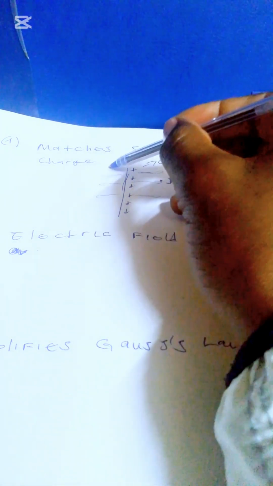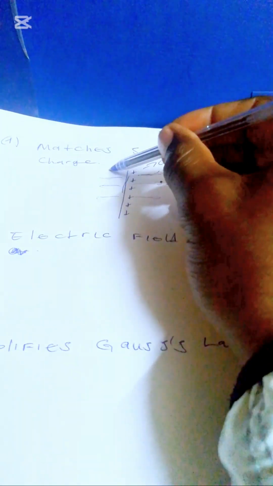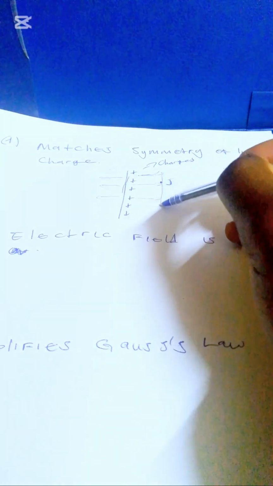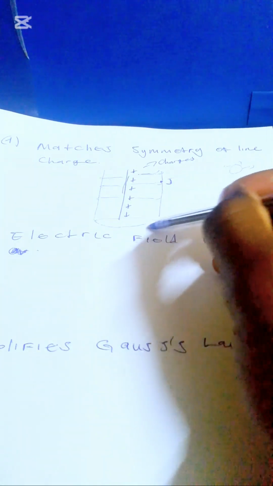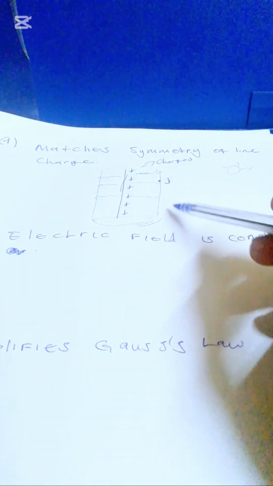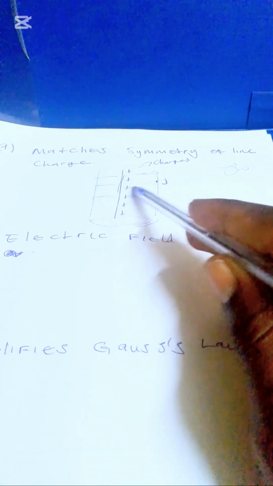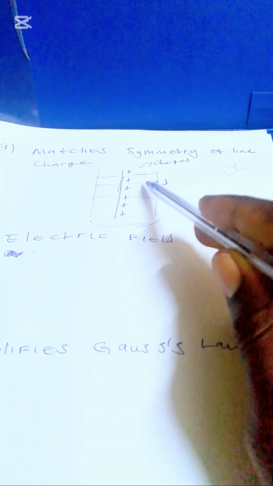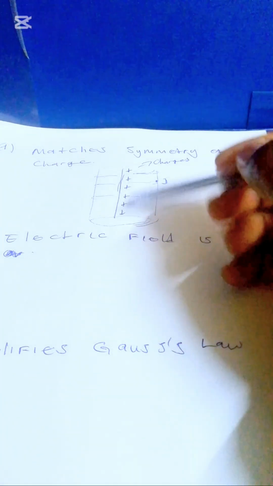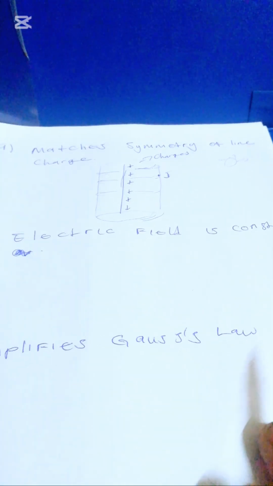So here we are going to form something like a cylindrical surface, which is like that. So there is that symmetry between the line charge and the electric field of this cylindrical surface. So that's what that principle basically means.